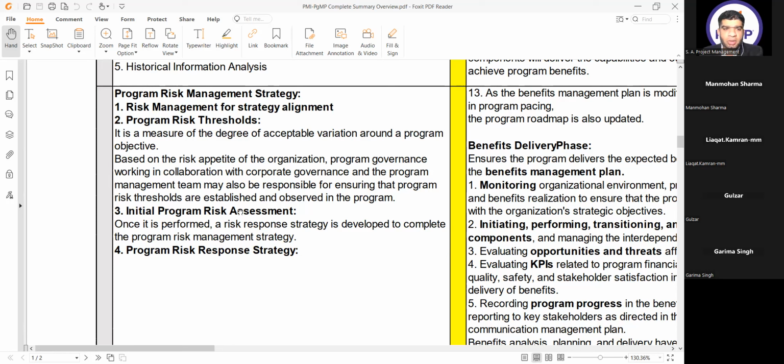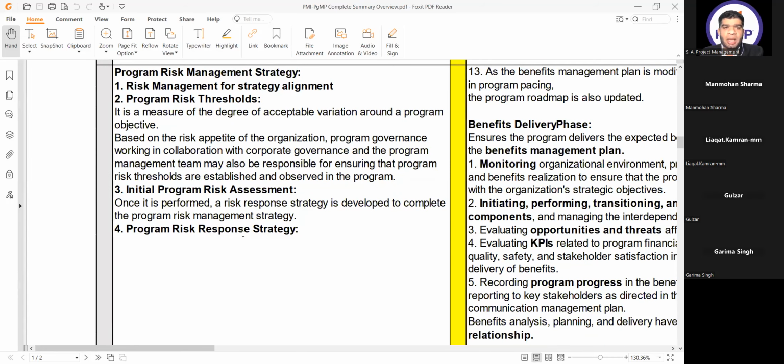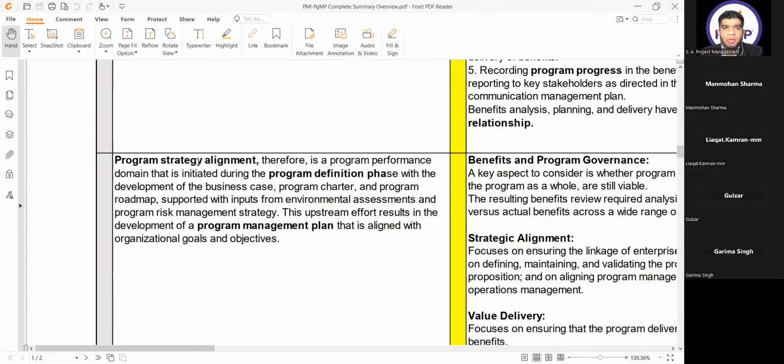Yes. Okay. So after doing the risk assessment, we define the program risk response strategy. In summary, for this domain, which is program strategy alignment, therefore is a program performance.